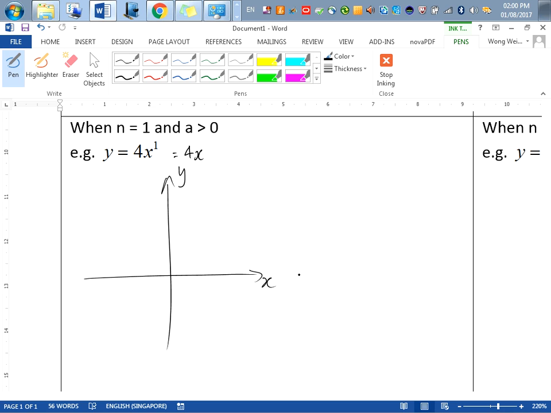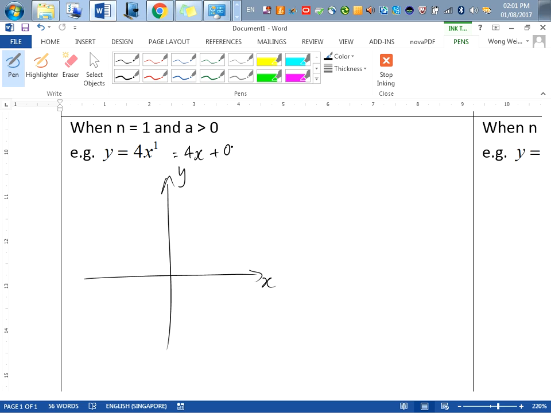We know it is a straight line because it is of the form y equals to mx plus c. Where is the m? Yeah, m is the 4. What about the c? This is 4x plus 0. So what is the gradient? What is the gradient of this line? 4. The gradient is 4. What is the y-intercept? 0.